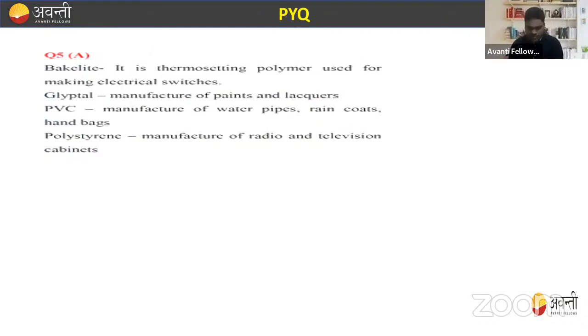And some more information about bakelite, just remember this as extra information as well. Bakelite is a thermosetting polymer used for making electrical switches. Glyptal is used for manufacturing paints and liquids. PVC is used for manufacturing water pipes, raincoats, and handbags. And polystyrene is used for radio and television cables. So these are all the uses of these.